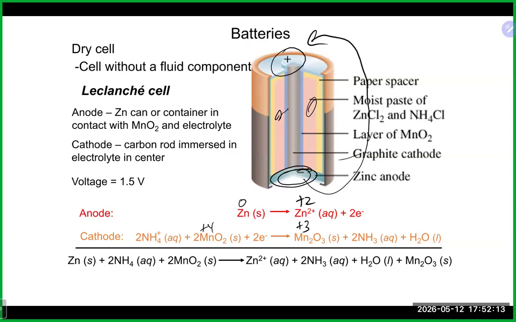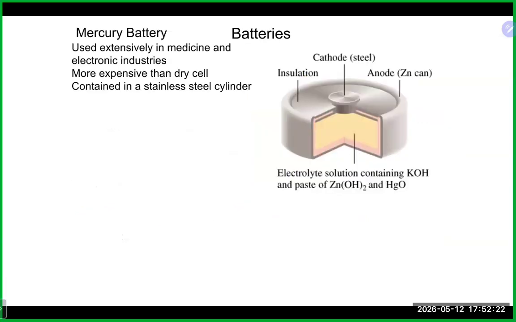So becoming more negative in that case as it goes through here. And again, we get our overall reaction that is taking place. Another type of battery is a mercury battery.